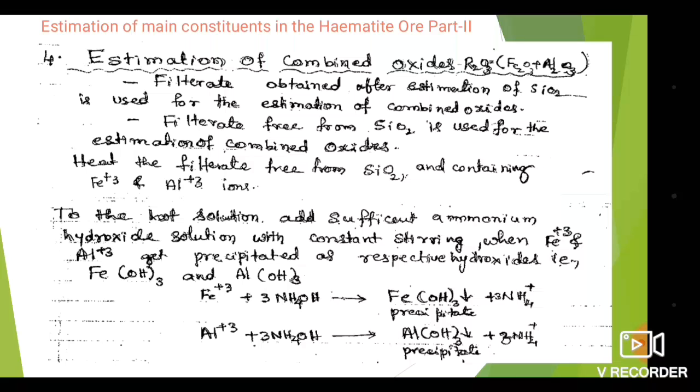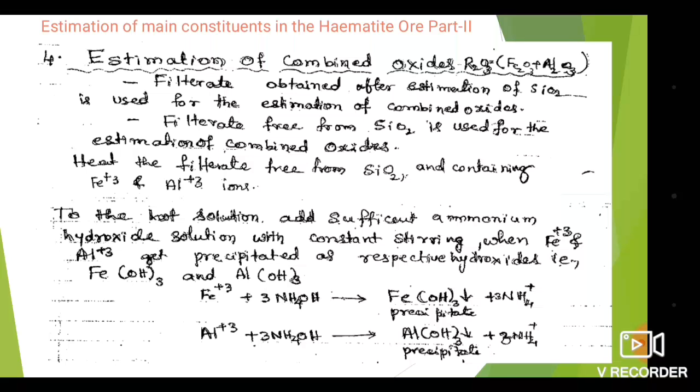After adding this ammonium hydroxide, you will get the precipitate of the respective oxide hydroxides, that is the iron hydroxide and aluminum hydroxide, that is Fe3+ plus 3 NH4OH, which after reaction will give the iron hydroxide, that is Fe(OH)3 precipitate plus ammonium ions, and with the aluminum we will get the aluminum trihydroxide.